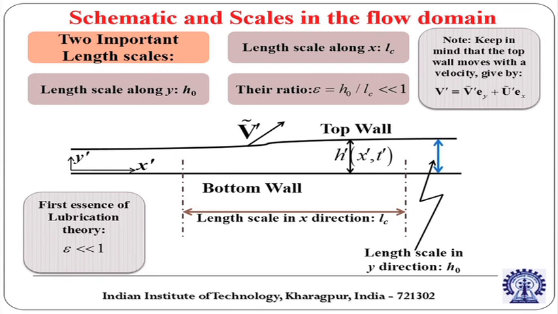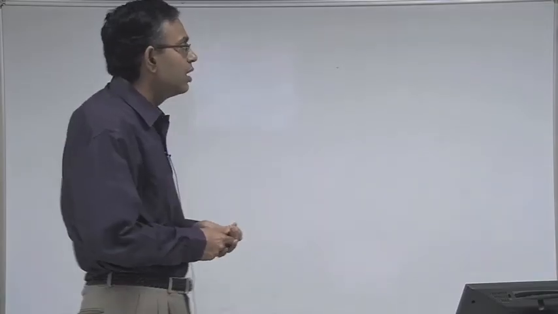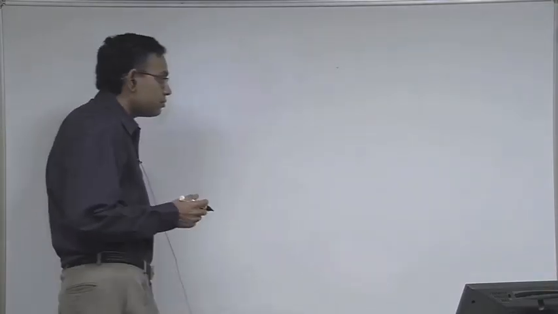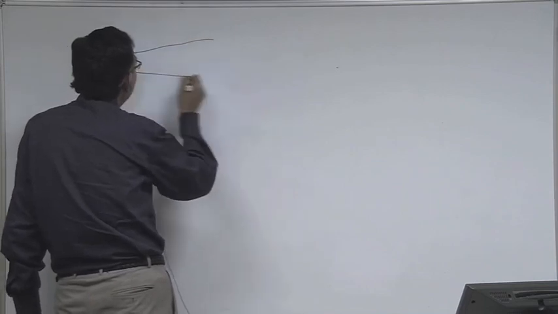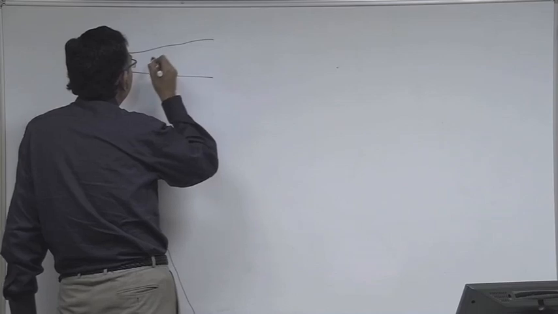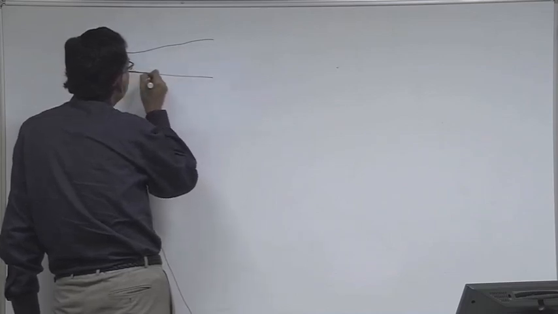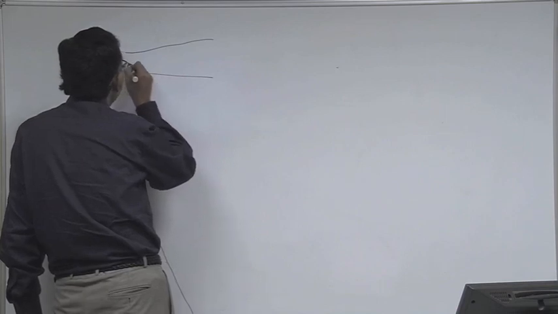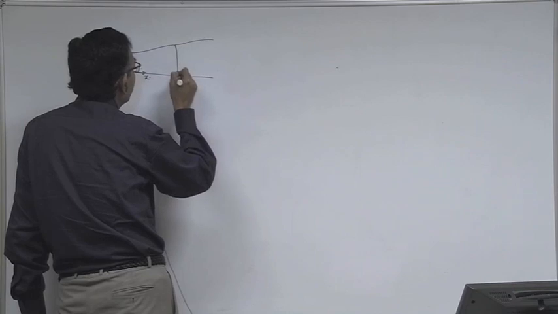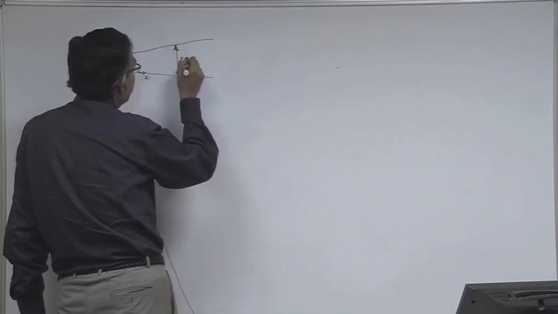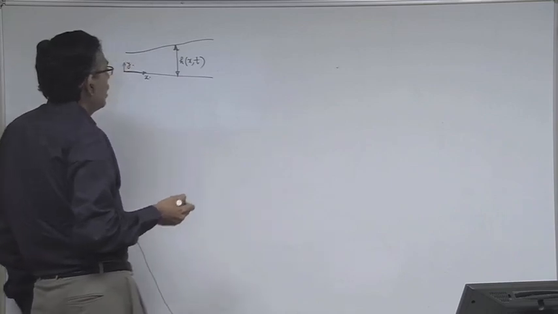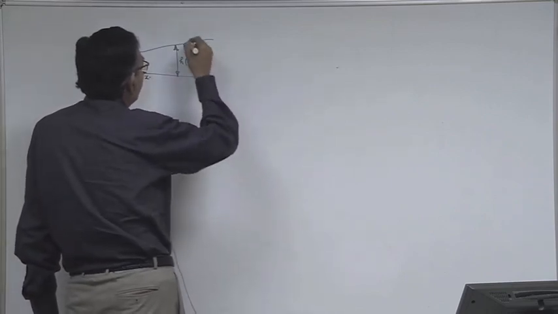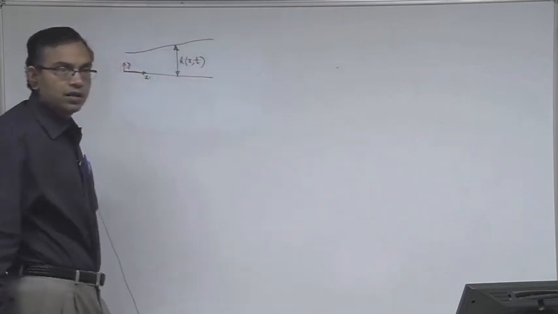With this arrangement, let us try to see how we can physically describe it through governing equations. Let us come to the board and try to explain that. Let us draw a schematic with two walls, and you set up your x and y axes like this. The gap h is a function of position and time. And you have an arbitrary velocity of the top wall relative to the bottom wall.